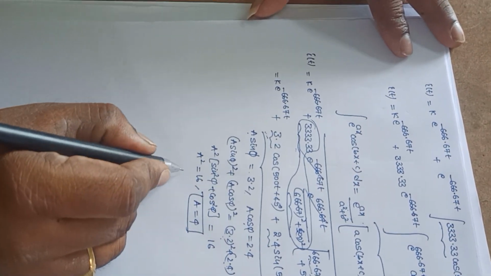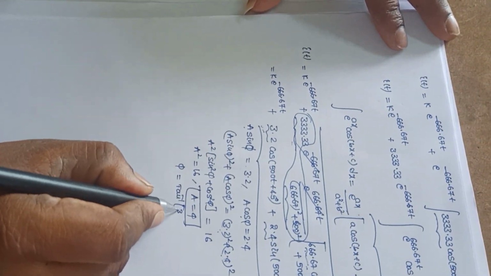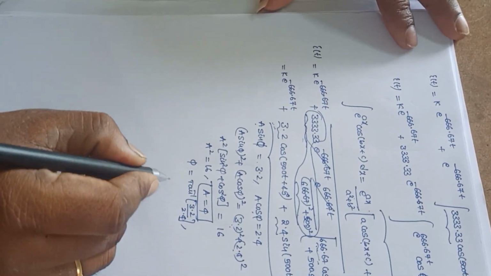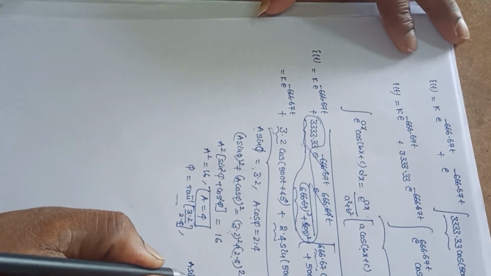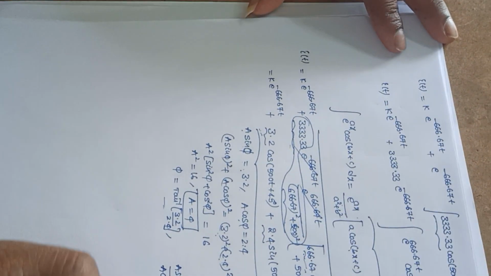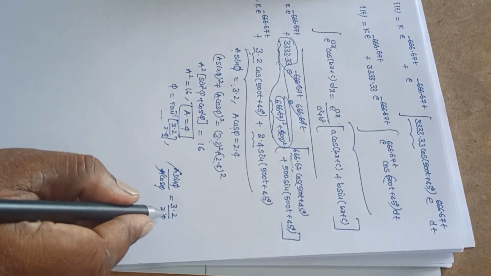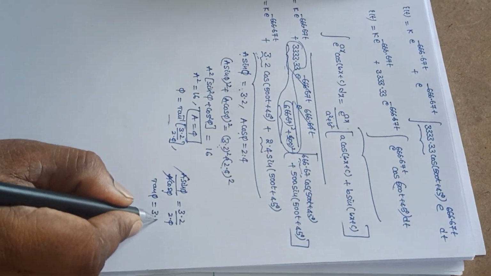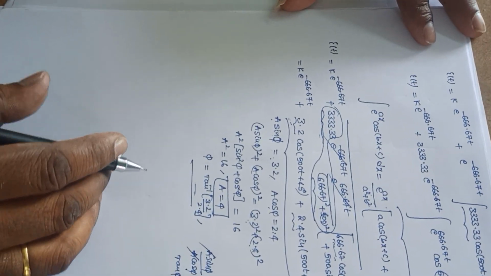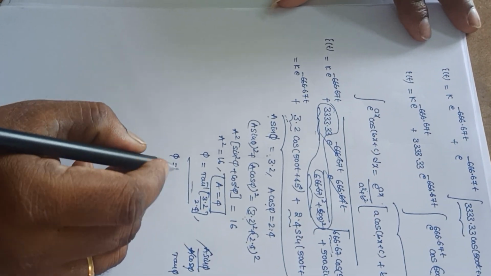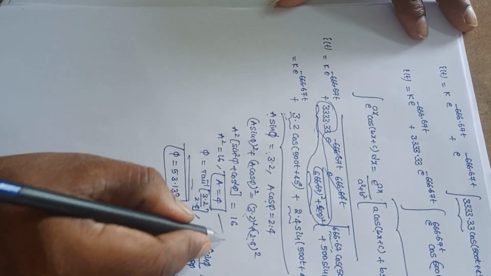And if you want to find the value of phi here, phi is equal to tan inverse of 3.2 divided by 2.4. How did we find this one? If I divide this one with this one, that is a sin phi divided by a cos phi is equal to 3.2 divided by 2.4. A will get cancelled. Tan phi is equal to 3.2 divided by 2.4. So phi is equal to tan inverse of 3.2 divided by 2.4. If you find the value of this one, it will become 53.13 degrees. So this is the phi value and this is the a value.